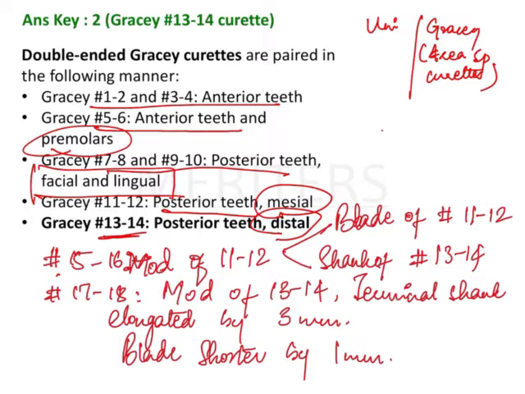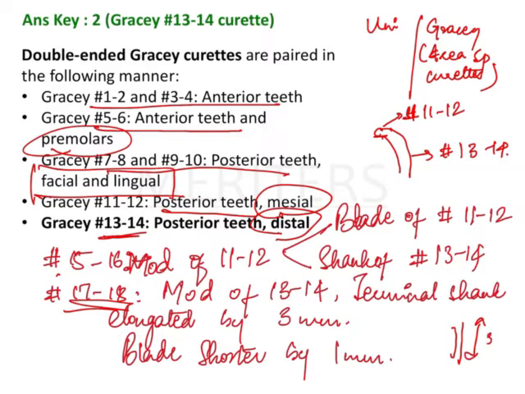The number 15, 16 is a modification of the number 11 and 12. So it has the blade of the 11 and 12, and the shank of number 13 and 14. On the other hand, you also have the Gracie 17 and 18, which is a modification of the 13, 14. The terminal shank has been extended by 3 mm, and the blade has become shorter by 1 mm.